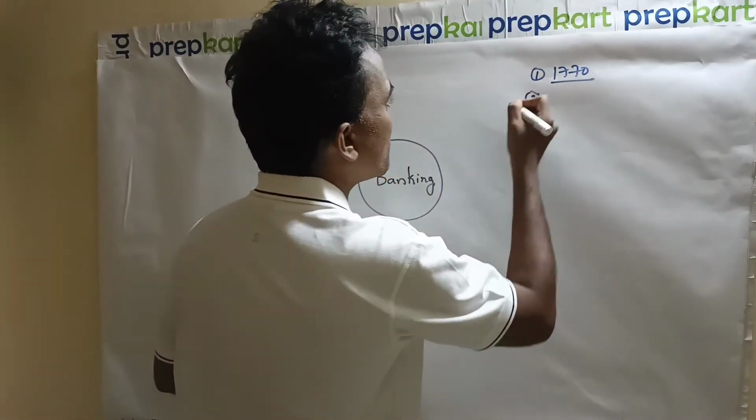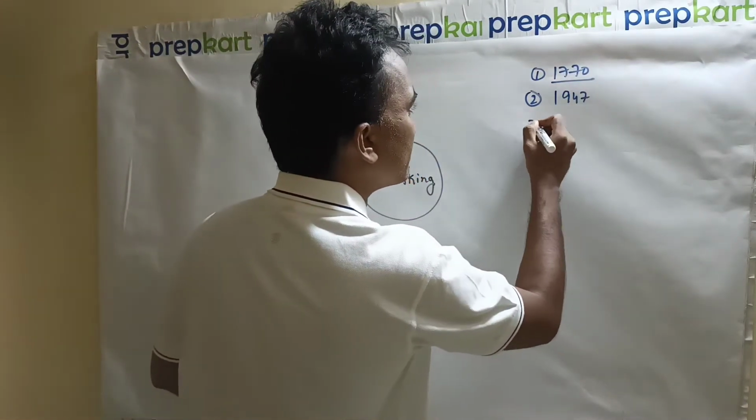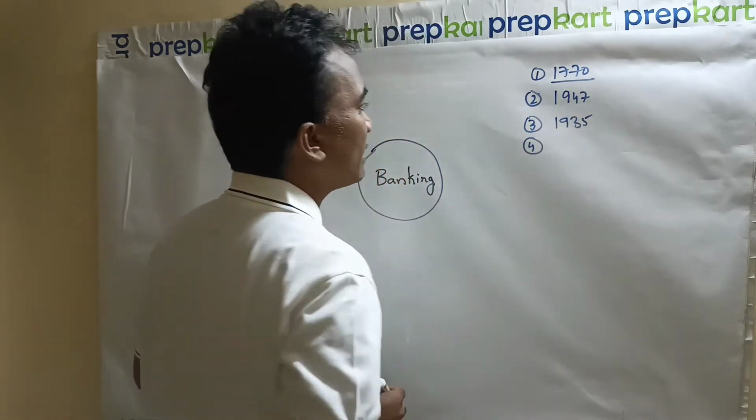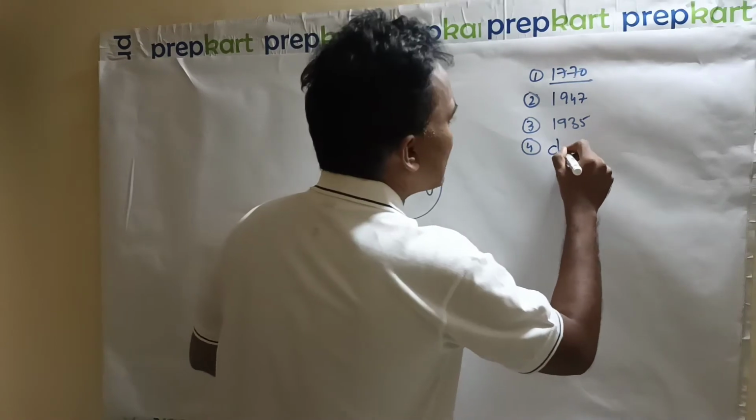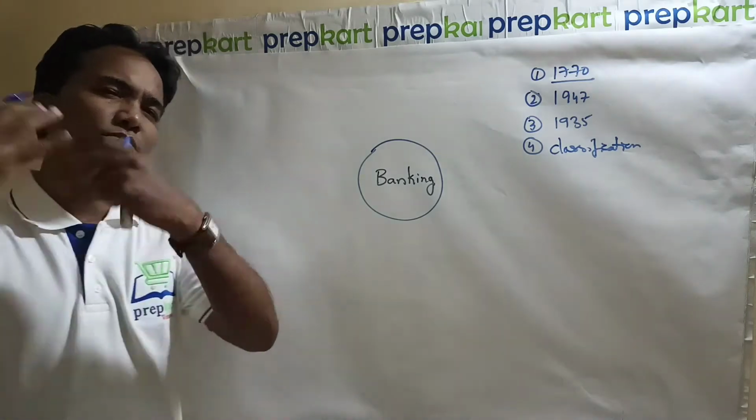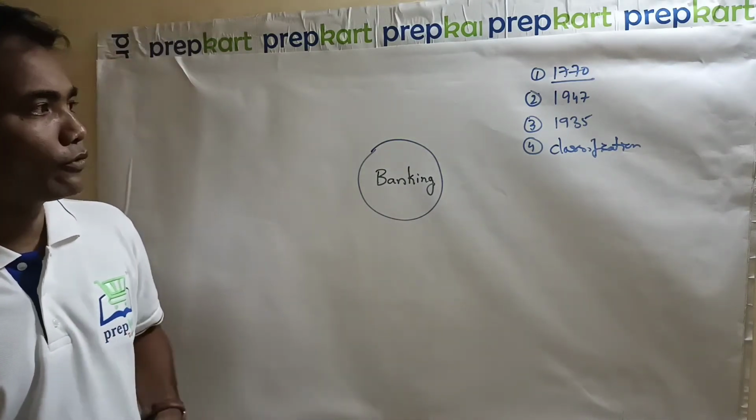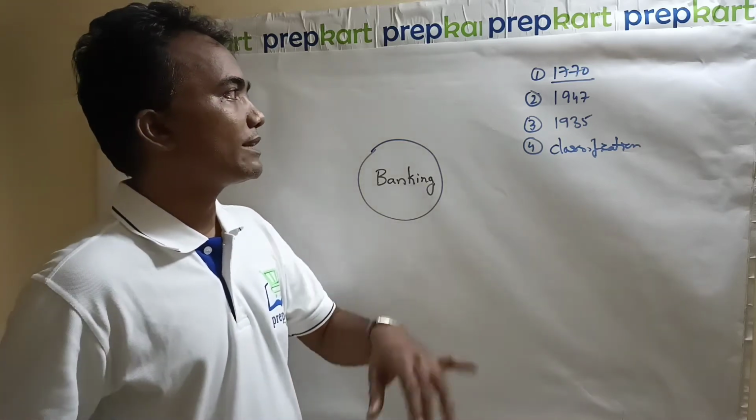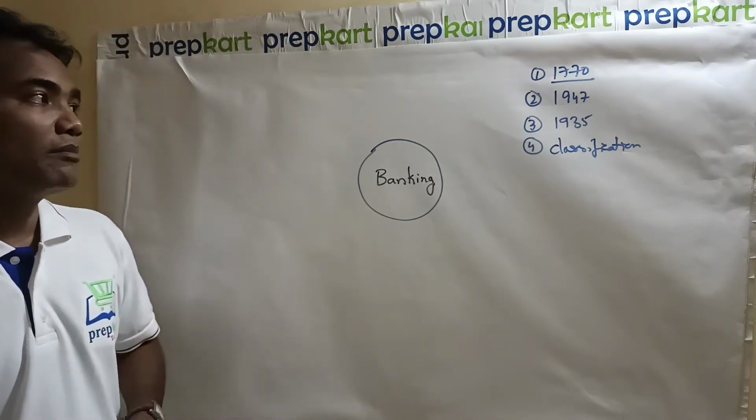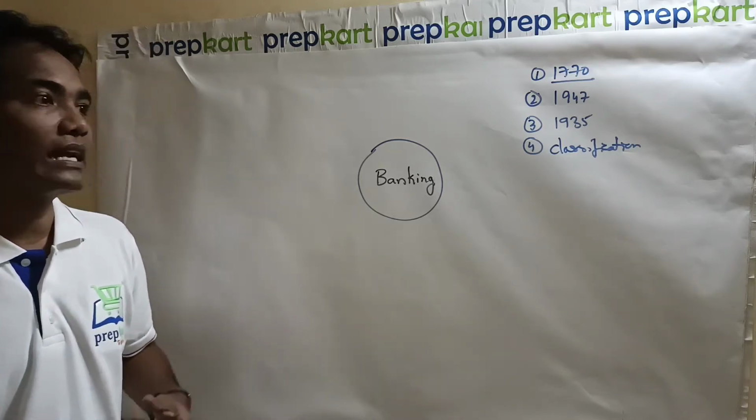Now, the second option I have is banking from 1947. The third option is banking from 1935. And the fourth option is after classifying banks. First I will explain the classification of banks and then go to all other segments of banking. So, if I want to start a banking class, I have four options. I can start with 1770, with 1947, with 1935, and even with the classification of banks.